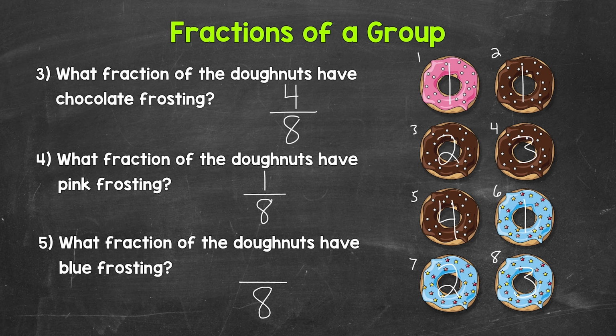3 out of the 8 donuts have blue frosting. So 3 is our numerator. Our fraction is 3/8. So there's a little bit about fractions of a group.